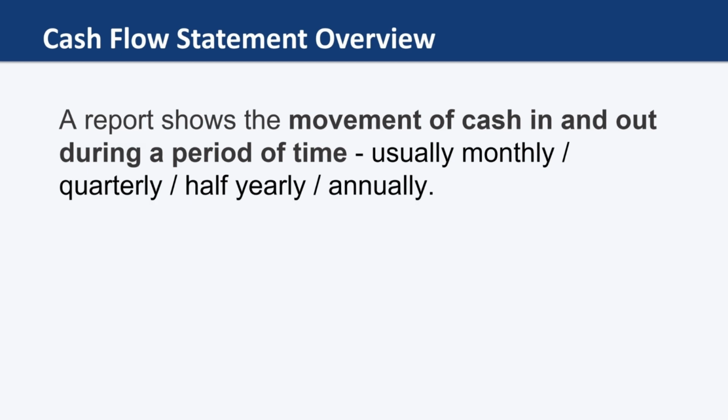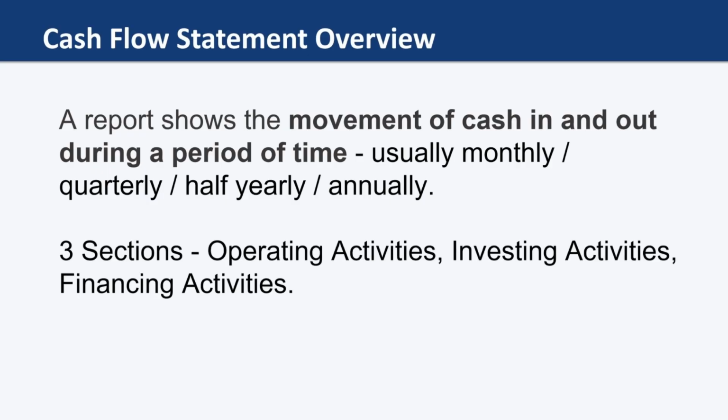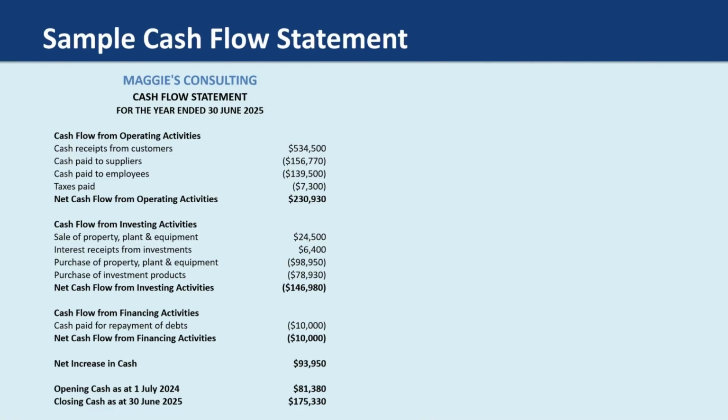The cash flow statement is a report that shows the movement of cash in and out during a period of time. It is usually prepared monthly, quarterly, half-yearly, and annually. It has three sections: operating activities, investing activities, and financing activities. Let's look at the sample cash flow statement together.